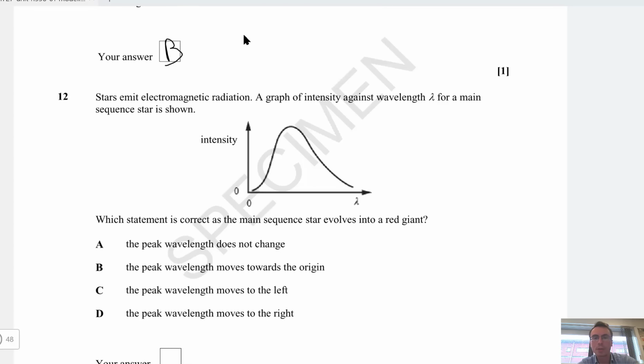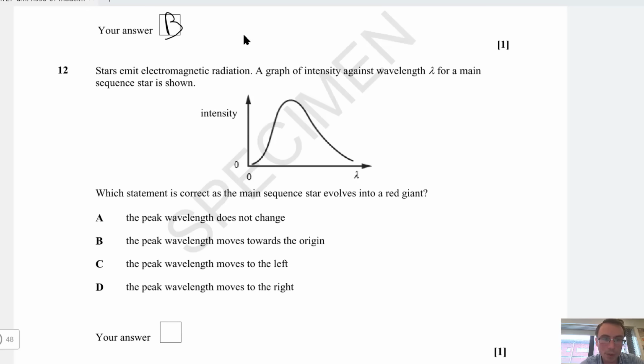Okay, 12. Stars emit EM radiation. A graph of the intensity against wavelength for a main sequence star is shown. Which statement is correct as the main sequence star evolves into a red giant? The peak wavelength does not change. No, it does change. The star changes color, and red light has a longer wavelength, so the peak wavelength is increasing this way. Therefore, the correct answer has to be D, because the peak wavelength has moved to the right. It's gone from, let's say, yellow to red, meaning that the correct answer is D.